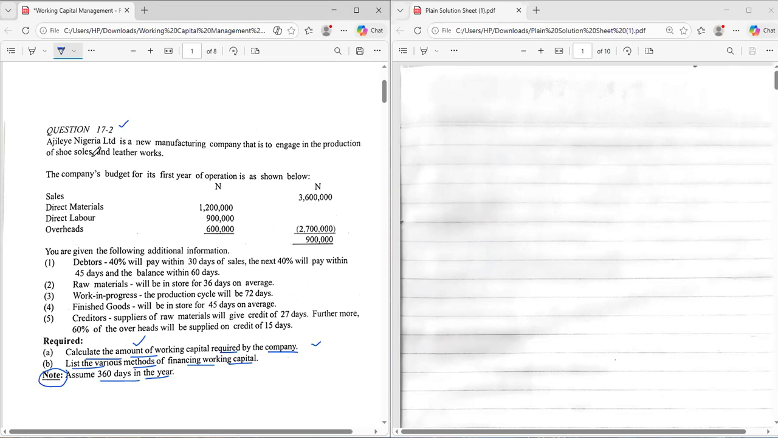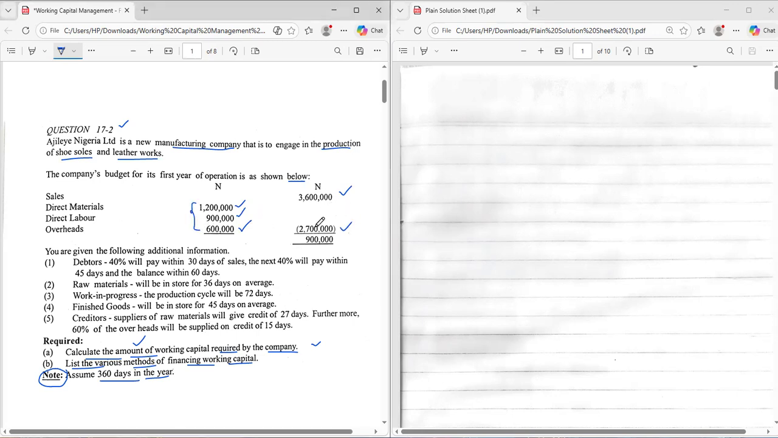All right. So Agile Nigerian Limited is a new manufacturing company that is to engage in the production of shoe soles and leather works. Now, the company budget for its first year of operation is as shown below. Now, what is the budget? The company budgeted that they are going to make sales worth 3.6 million. For them to make these sales, they will incur direct material worth 1.2 million, direct labor worth 900,000, and overhead worth 600,000. The total cost incurred will be 2.7 million.